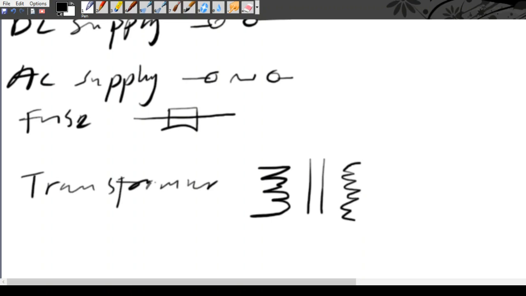So that's the symbol of the transformer. It has two coils of wire linked by an iron core. Transformers are used to step up, increase, or step down or reduce AC voltages. So the transformers are used to increase or reduce the voltages. Let us look at the symbol of the lamp.